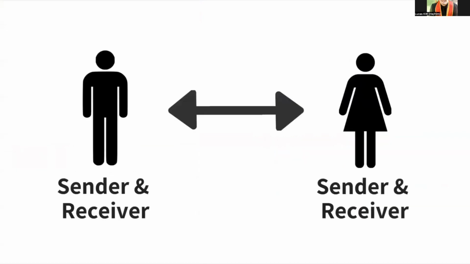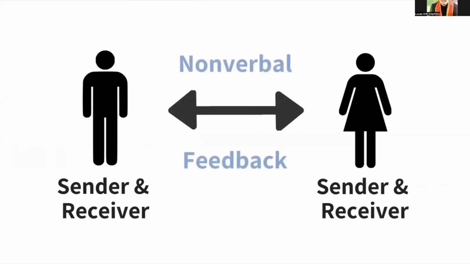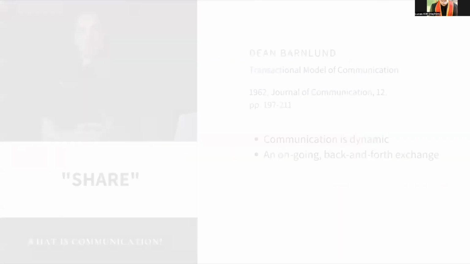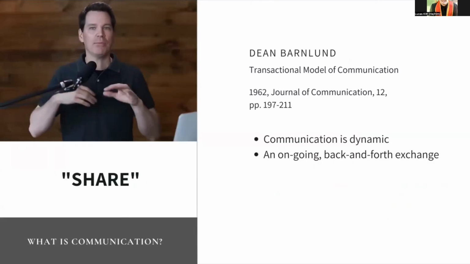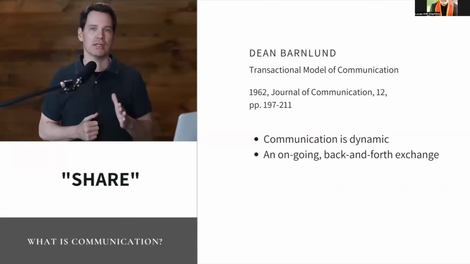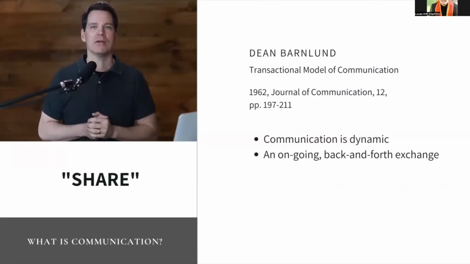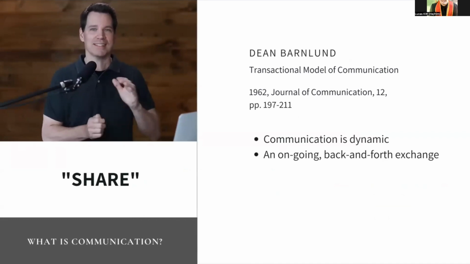We are senders and receivers at the same time. And the point is, we exchange messages because we want to share meaning with other people. Barnlund's model includes both verbal and nonverbal cues and feedback. And importantly, to Barnlund, meaning existed within the person, not the words. So like Shannon and Weaver's 1948 model, the sender has a meaning that he or she wants to communicate and encodes it in specific words and then sends it.